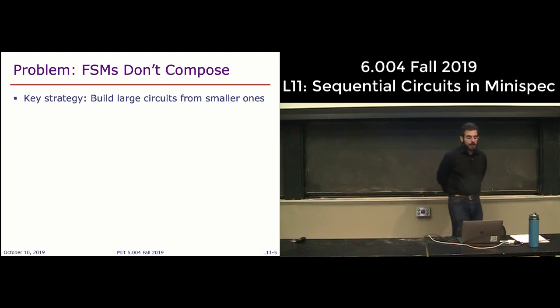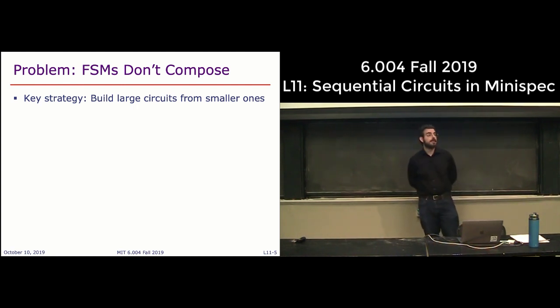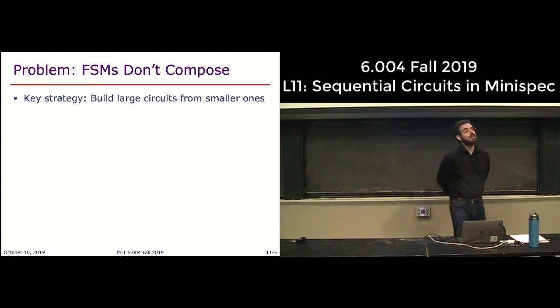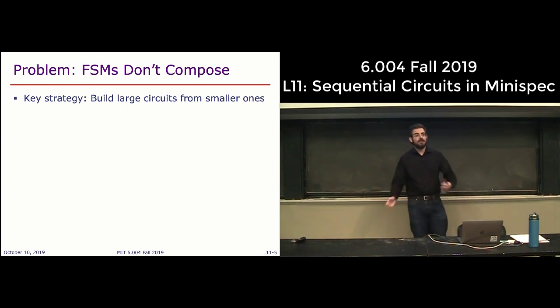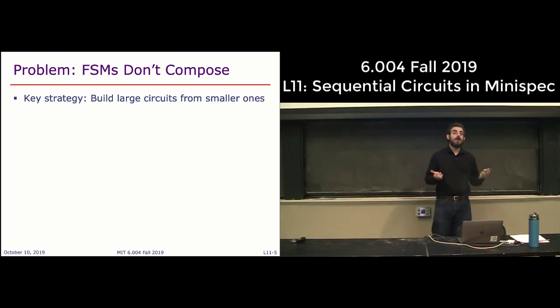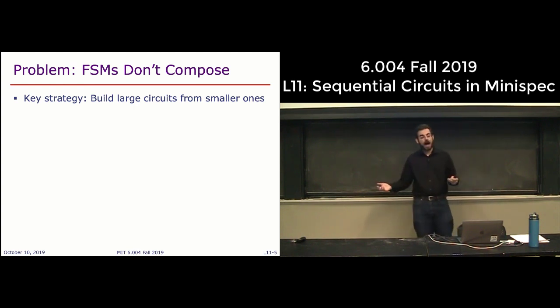And even worse, the problem is that FSMs don't compose very cleanly. So again, what we want to do is build large sequential circuits from small sequential circuits. When we had combinational circuits, we abstracted them as functions. And that way we guaranteed that the composition of different function calls was acyclic, right? You need to have the arguments in before you get the outputs out.